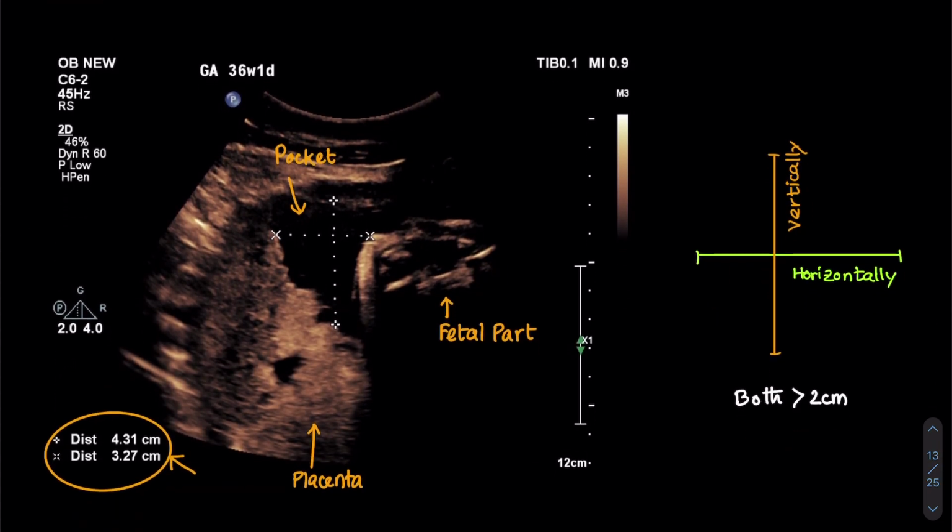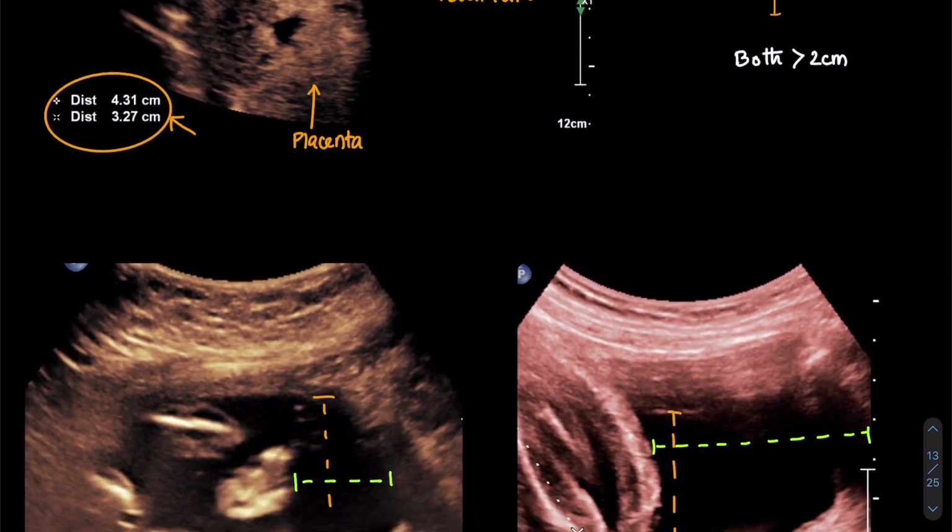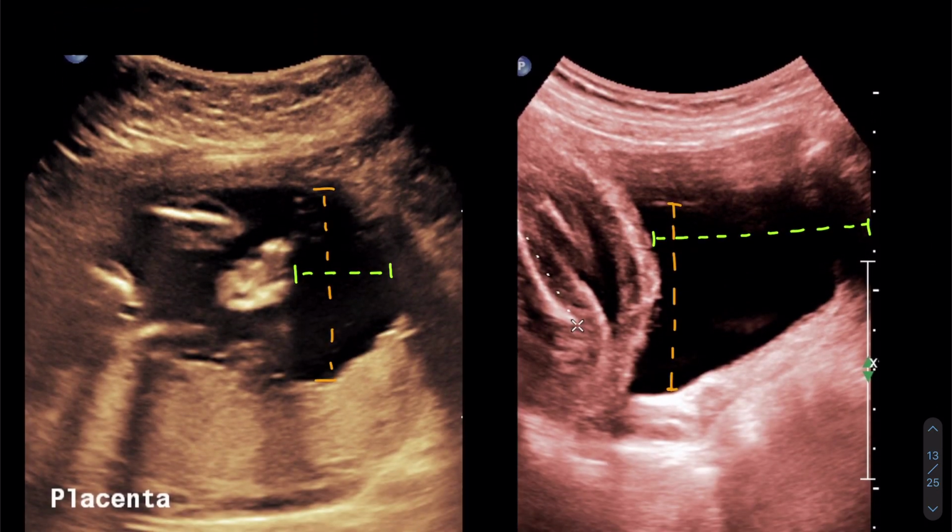Here I have measured a pocket. You can see the highest vertical and horizontal diameters are 4.3 and 3.2 centimeters respectively. If you can find at least one pocket which fulfills this criteria, the fetus will be given a 2 score. Here I have given some more examples. Make sure the lines are perpendicular to each other.